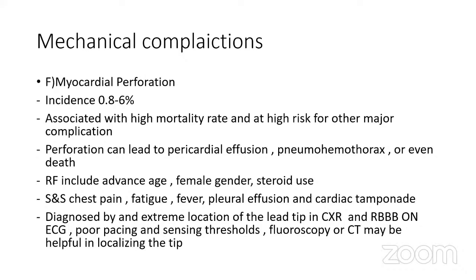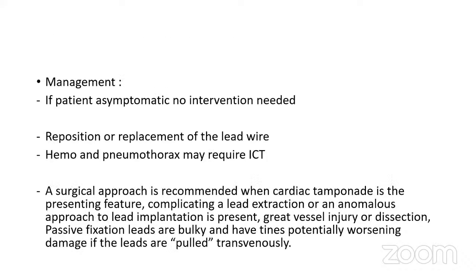This can be diagnosed by extracardiac location of the lead tip on chest X-ray, a new onset of right bundle branch block on the ECG, and poor pacing and sensing thresholds. In this case, fluoroscopy and/or CT can be helpful in localizing the tip. For management, if the patient is asymptomatic, no intervention is needed.